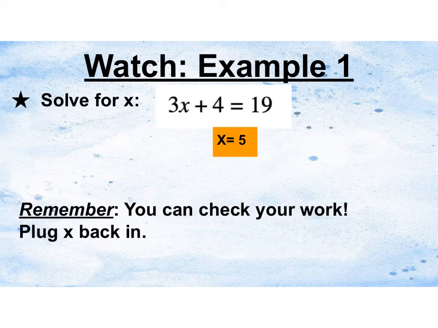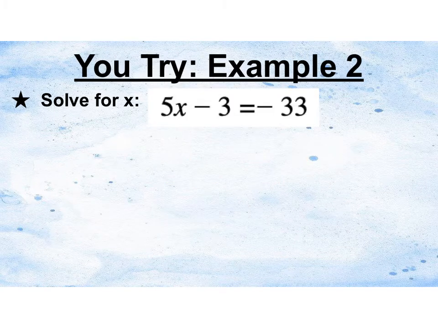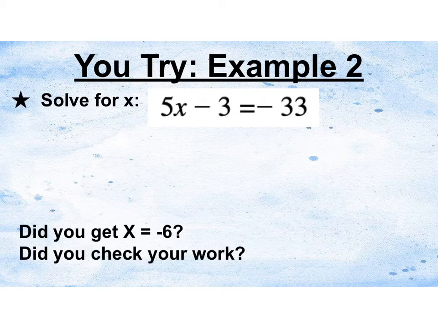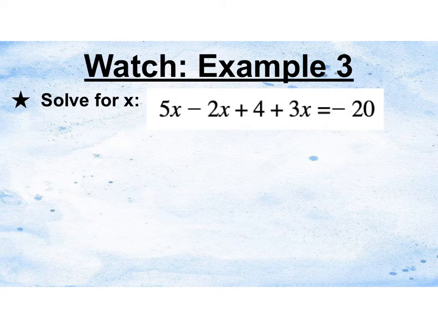Remember, you can check your work. If I got x equals 5, I can plug it right back in and see if I got it right. So I can do 3 times 5 plus 4, and that does in fact equal 19, so I know that I'm right. Go ahead and try example 2. 5x minus 3 equals negative 33. Did you get an answer of negative 6? Did you check your work? Let's move on to example 3.